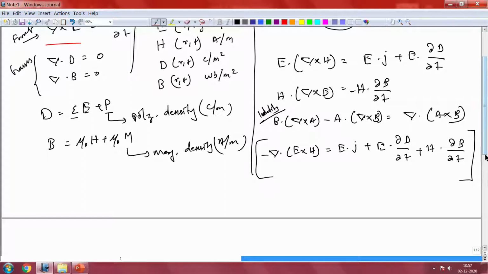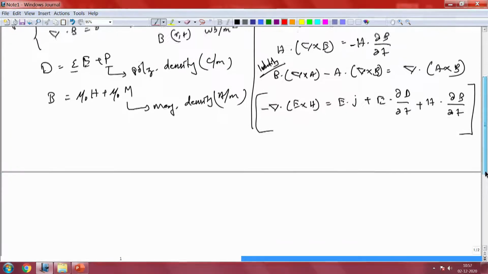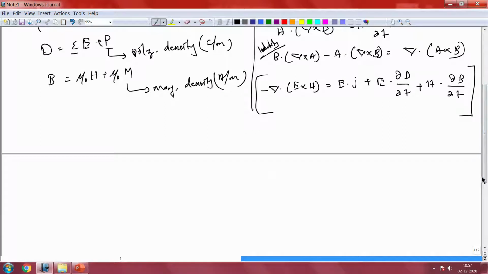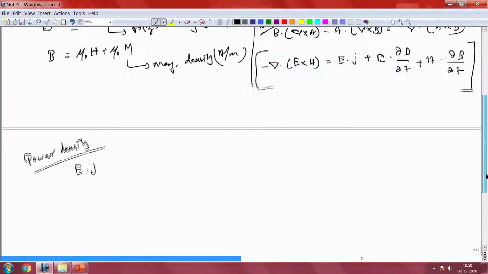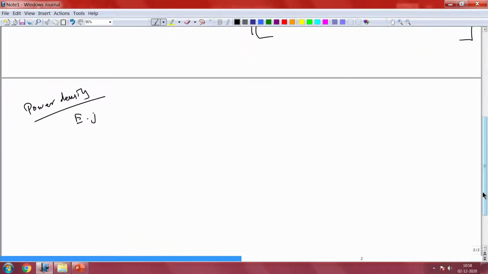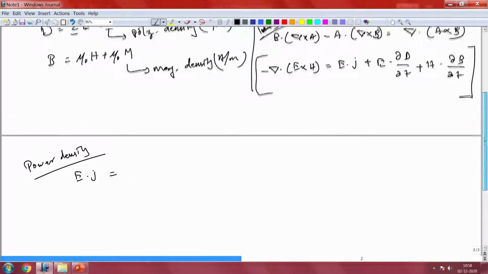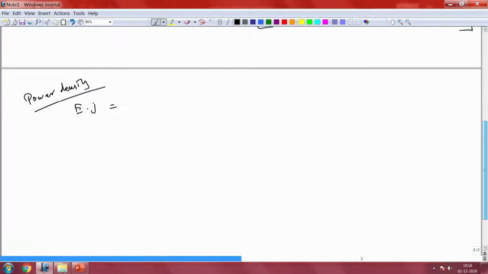So, let's move on and see how we can rearrange this, right. So, E dot J is basically your power density, right. So, your power density is basically E dot J, all right, and the way that we could rearrange this, not sure whether we are using small j or capital J, it does not really matter. Okay.